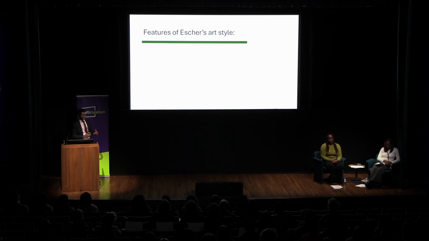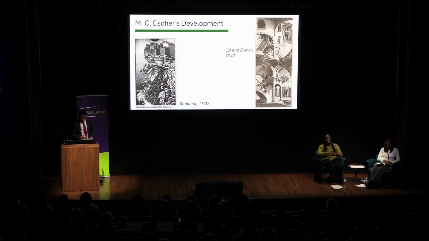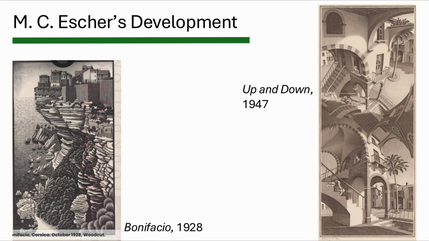And so we've seen that Escher's art style consists of being very original and unique, and we're now going to look at more how he went on to explore infinity in his later period of art. So we have a comparison here between Bonifacio on the left, which was made in 1928, so the same year as the Tower of Babel, and then Up and Down on the right.